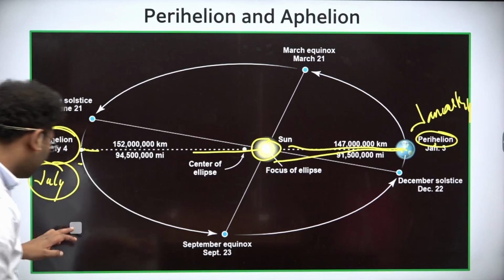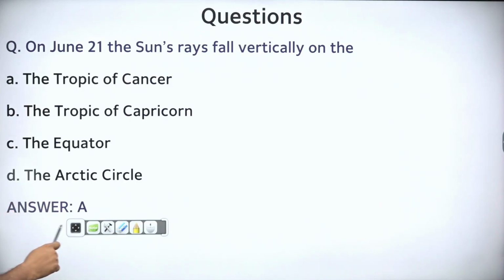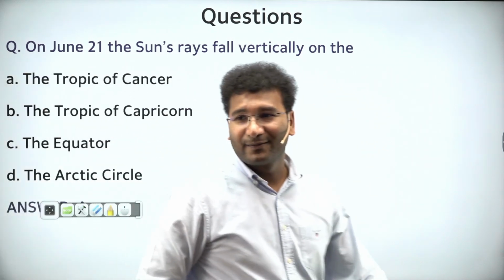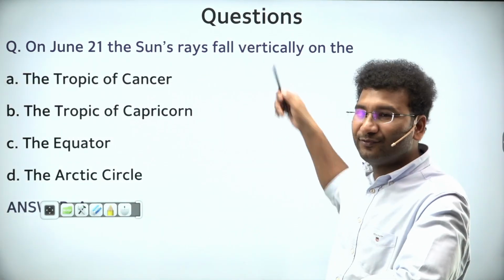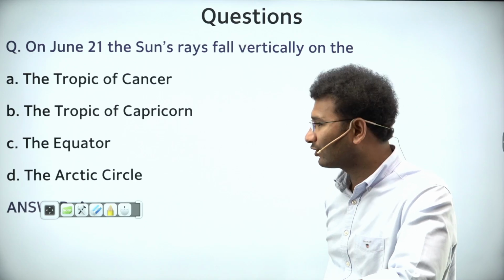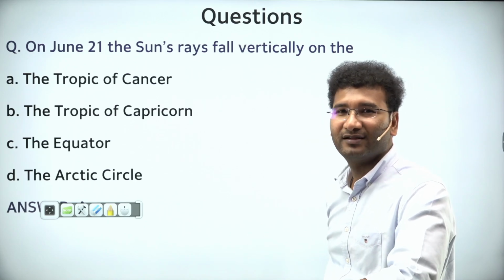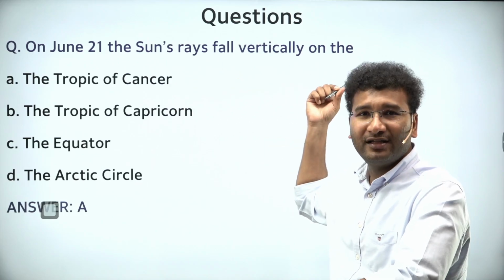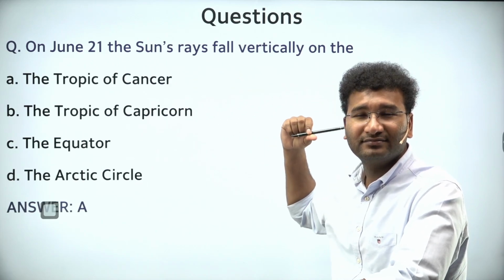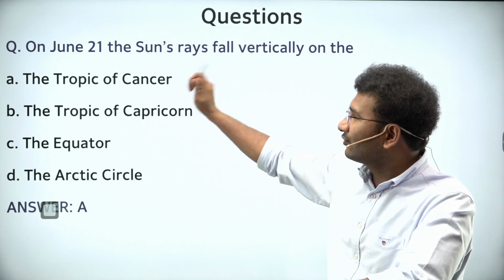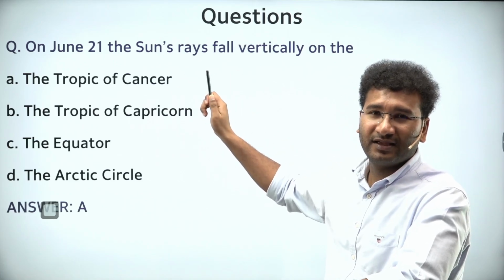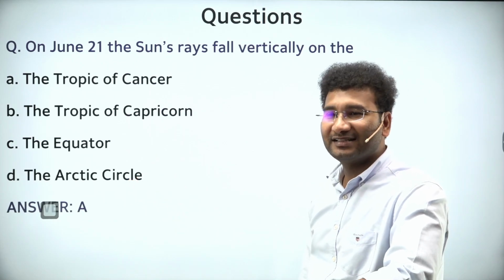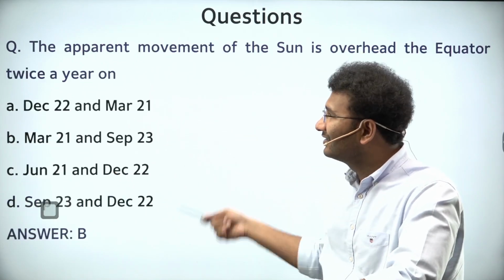Right? Now, one question to you. On 21st of June, the sun rays fall vertically on the Tropic of Cancer, or Tropic of Capricorn, the equator, the Antarctic. See, the answer is the Tropic of Cancer, right?